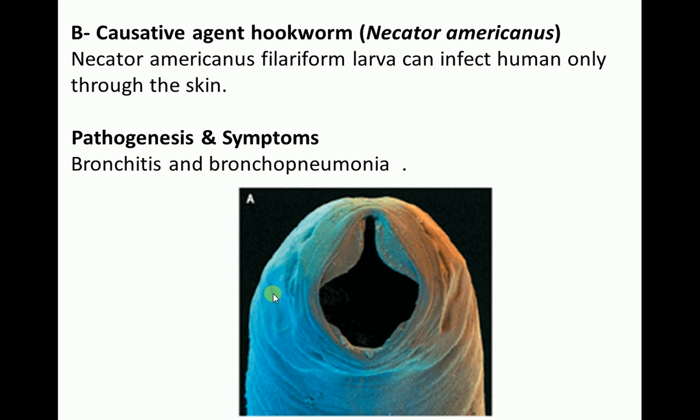but there is a single difference between the life cycle of Ancylostoma and the life cycle of Necator americanus. In Necator americanus, the filariform larvae infect a human only through penetration of the skin and not by the oral route. Pathogenesis and symptoms include bronchitis and bronchopneumonia. This is a real image of this parasite, Necator americanus. This is the anterior portion. This is the mouth of this parasite, containing cutting plates.